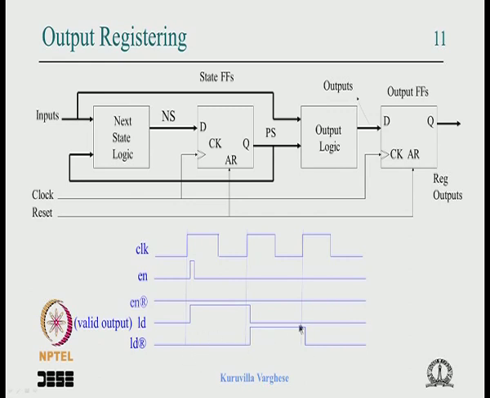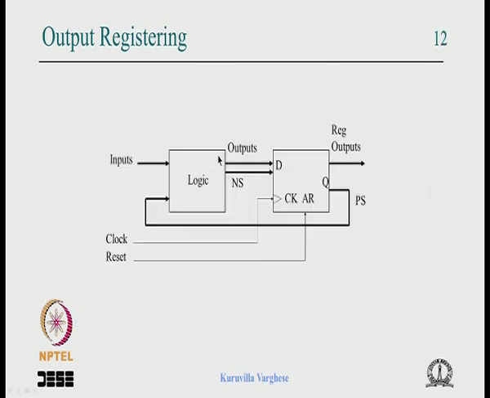So that is how the output registering is done, and we have simplified it, because this logic can be clubbed here, and this flip-flop can be clubbed there, and you get a picture like that. This comprises the next state logic and output logic. This comprises the output registers and state flip-flops.